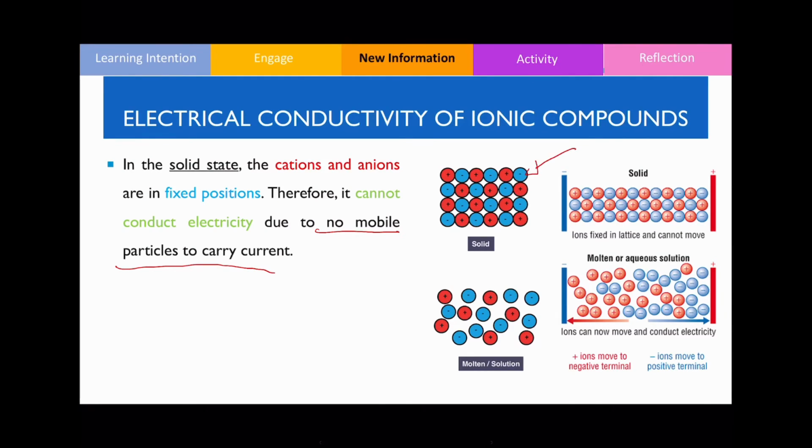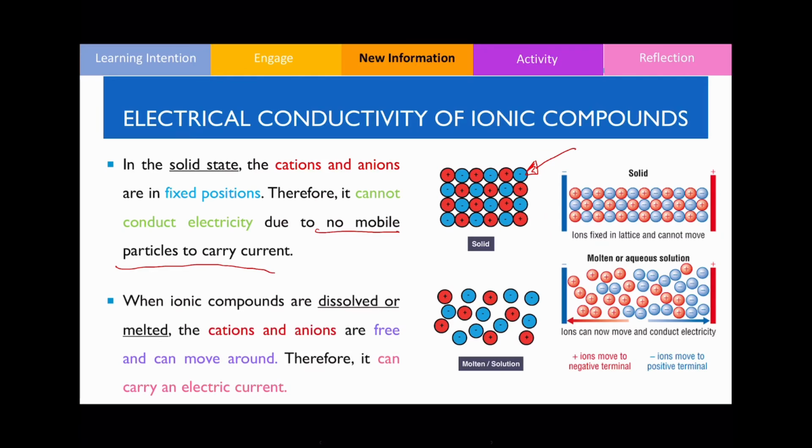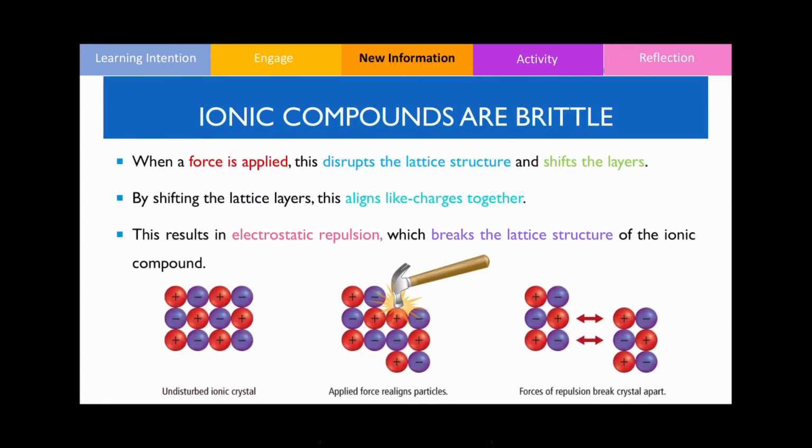So as shown by this diagram over here, the cations and anions are locked in place. In contrast, when ionic compounds are dissolved or melted, we can see that the cations and anions are free to move around, and because of this, it has the capacity to carry an electrical current when it's placed in an electrical circuit. The last property of an ionic compound that we're going to go through is that ionic compounds are brittle.